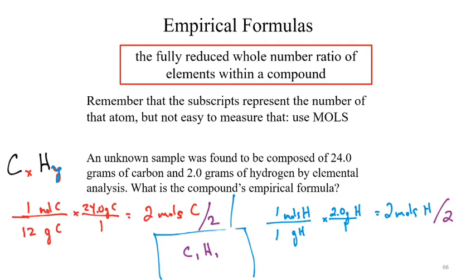Okay? That's the point of empirical formulas, just getting down to what that ratio is. And the whole point of this is acknowledging that those numbers mean moles. So regardless of the information given to you, convert it into moles, and then you're good to run. Okay? That's the point of it.